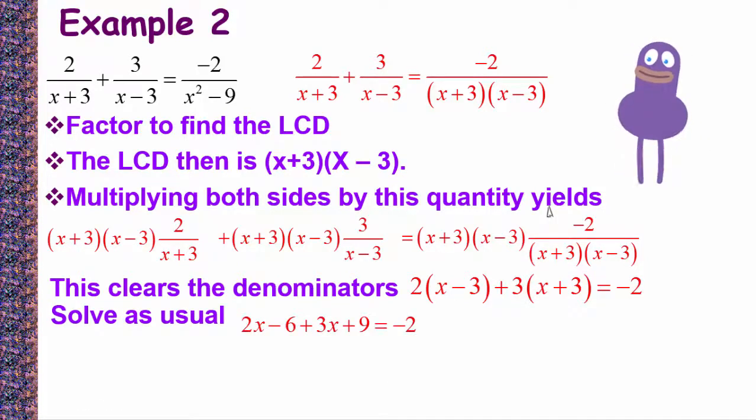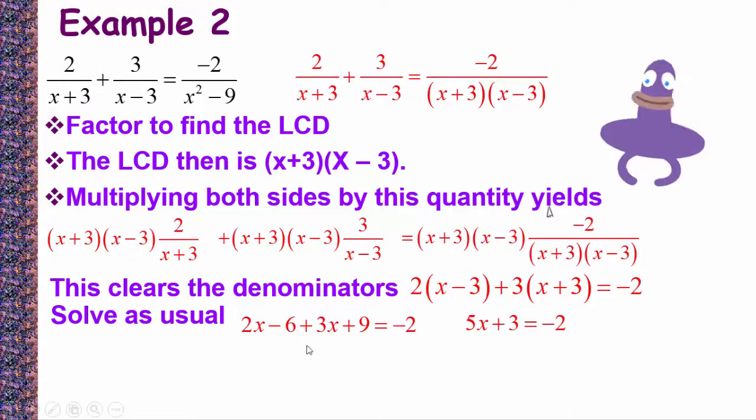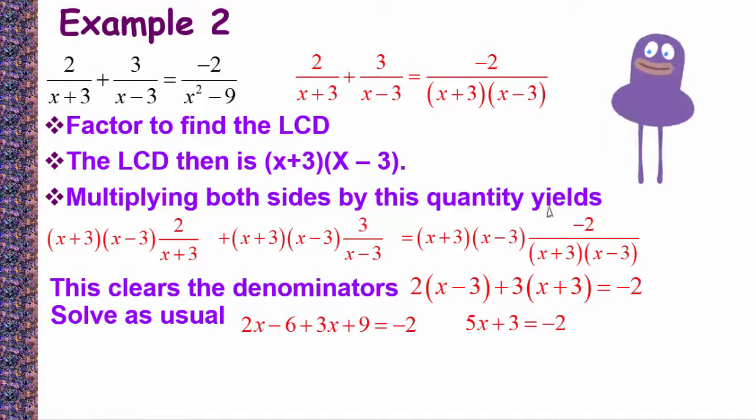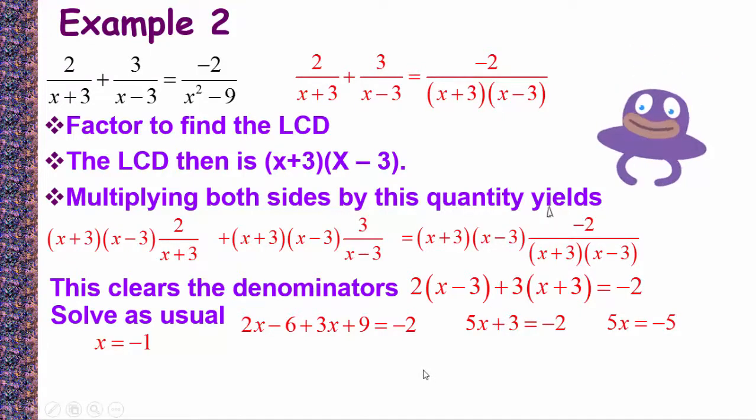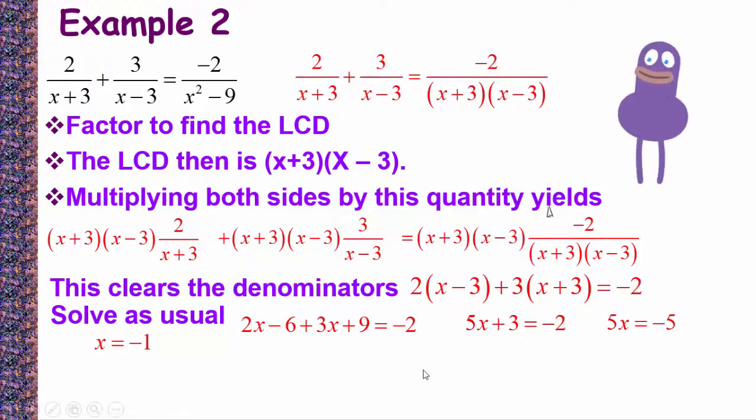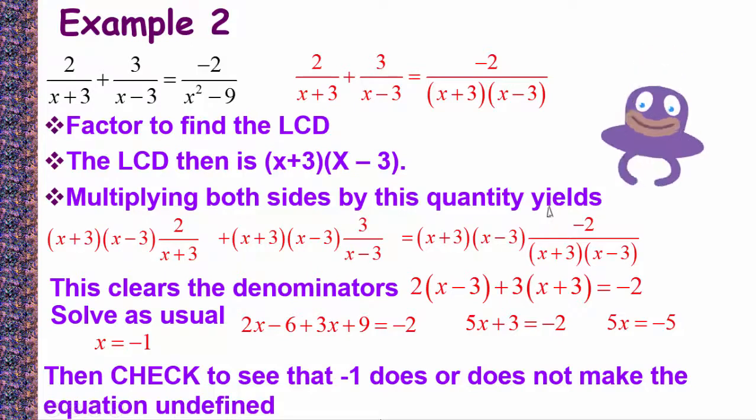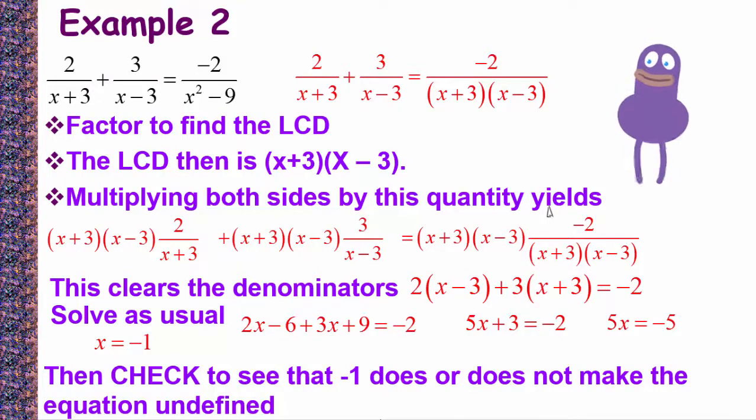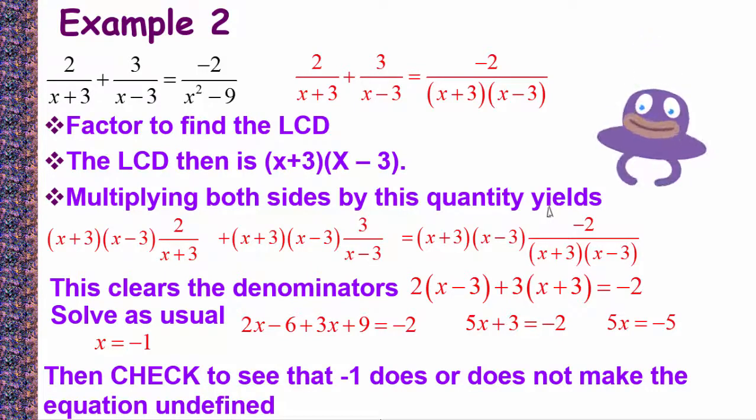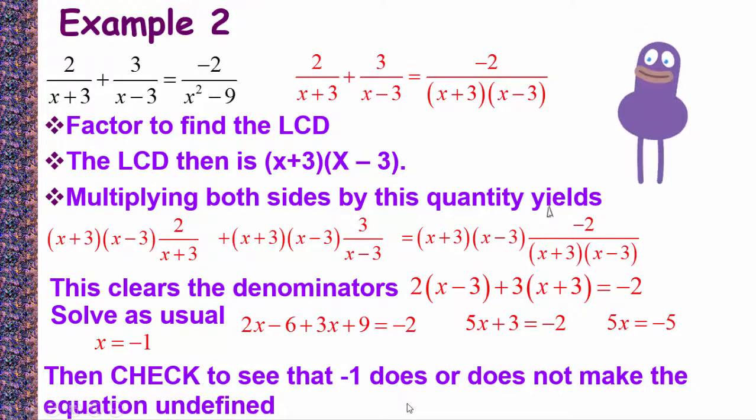And we found that 2x minus 6 plus 3x plus 9 is equal to negative 2. And then we combined like terms to get 5x plus 3 is equal to negative 2. And we finally solved for x to find that x was equal to negative 1. Then we want to see if negative 1 does or does not make the equation undefined. And undefined, as you recall, would mean that there would be 0 in the denominator, and that's a no-no.